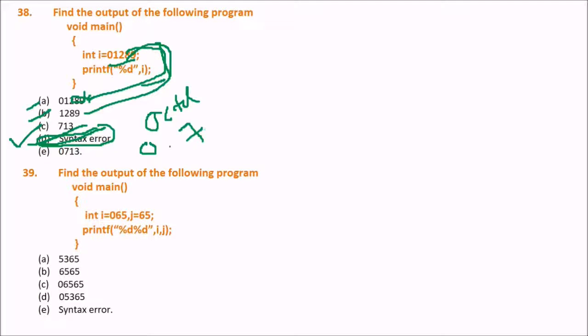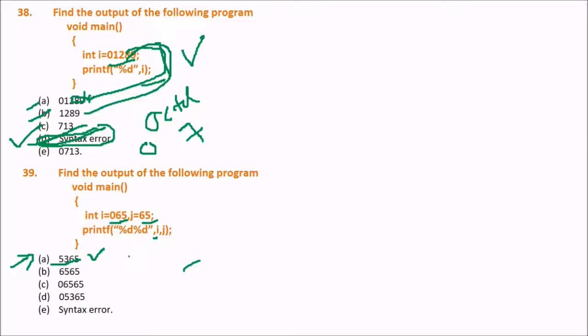Next is find the output of the following program. I equal to 065, j equal to 65, print I and j. Now we have already seen this question. What will I and j be printing? Please tell me the answer. This is a very good question. If you are going with 5365, then I must tell you that you are correct. A is the correct answer.